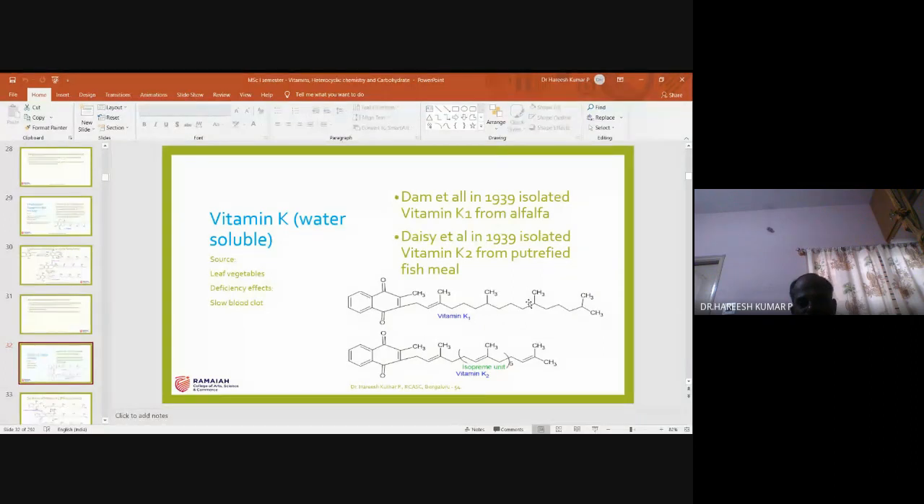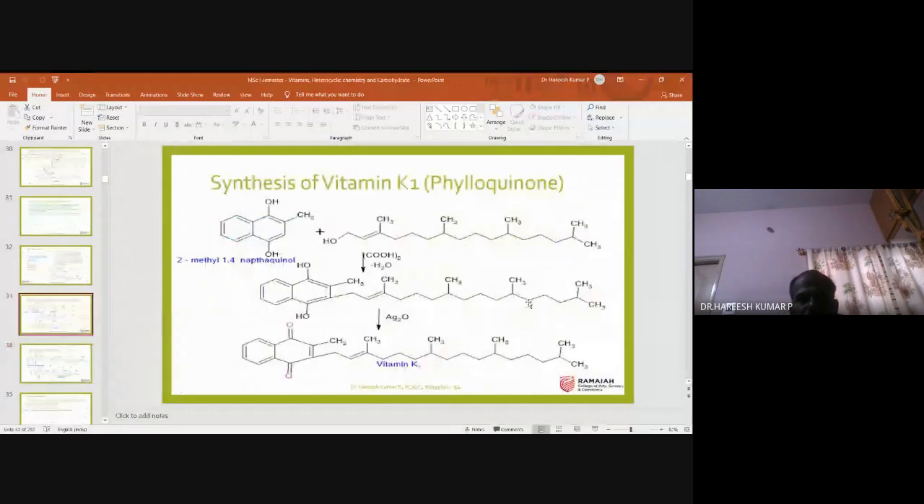Now let's go to the synthesis of vitamin K1. How can one synthesize vitamin K1? For that, the starting material, you know that this is the methyl group. This carbon is first, this is the second. 2 methyl, 1 comma 4. This is 1, this is 4. 1 comma 4. The name of this compound is 2 methyl 1 comma 4 naphthoquinol.